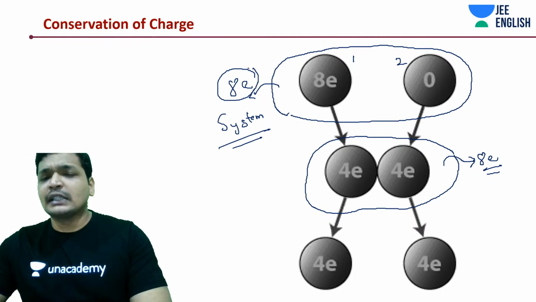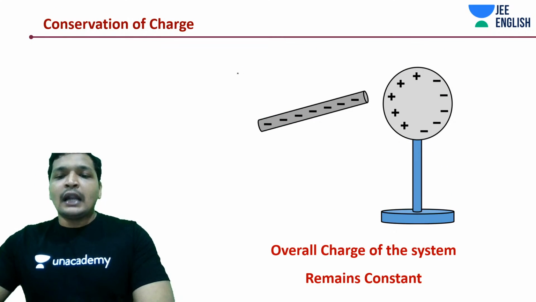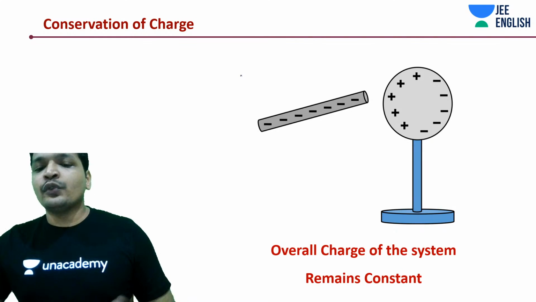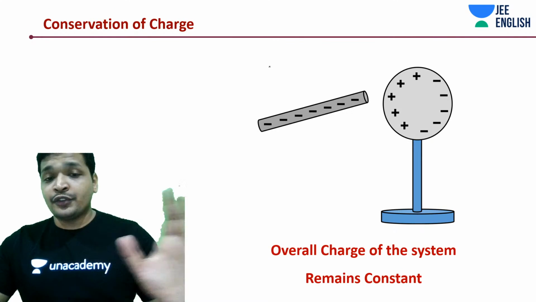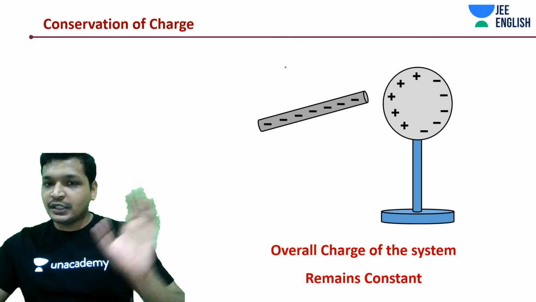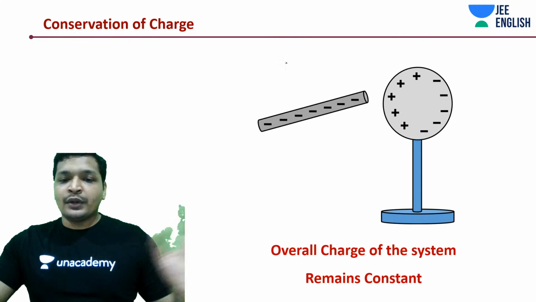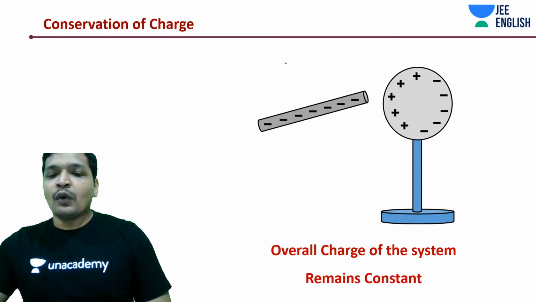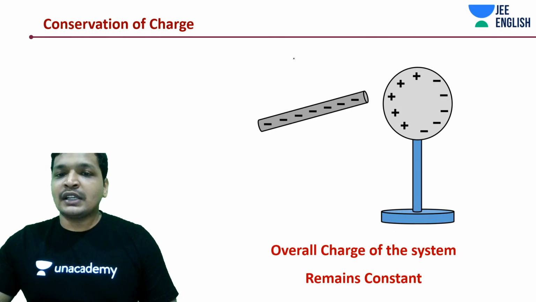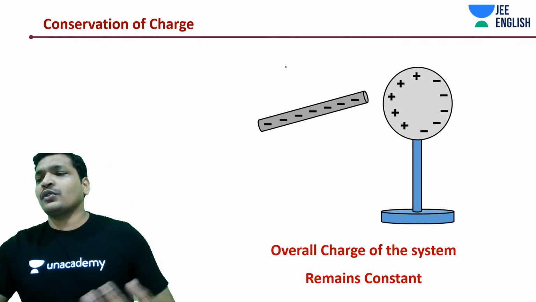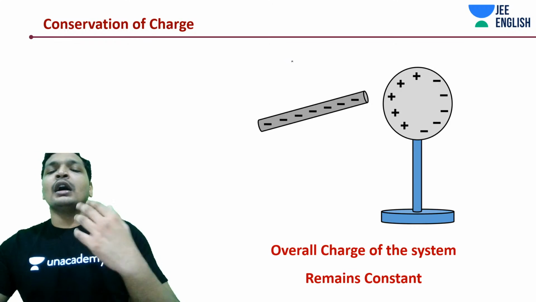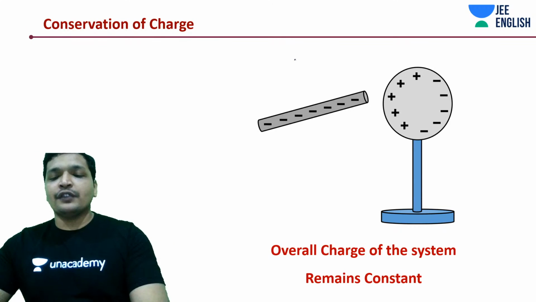So these are the basic things, students. And the same is also true for a system. You should not be grounding it, because if you ground it, you're changing the entire system. Let's say you're not grounding it, and still the overall charge of the system, even in electrostatic induction, remains constant. We'll understand electrostatic induction as well. So this is all about conservation of charges.